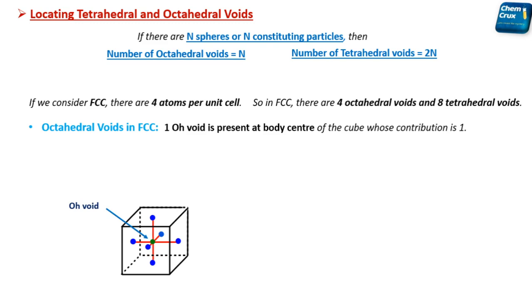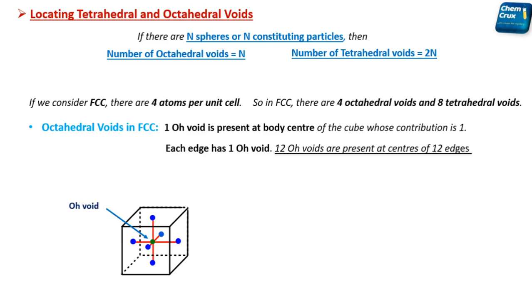Now each edge has one octahedral void. So again we will consider a unit cell. So let us consider these 2 points at the corners. Now this point is present at the center of the back wall.